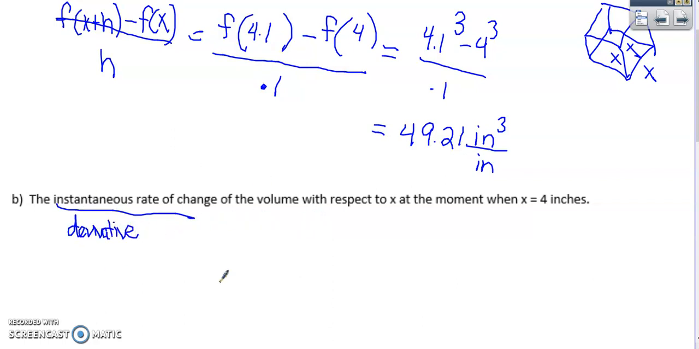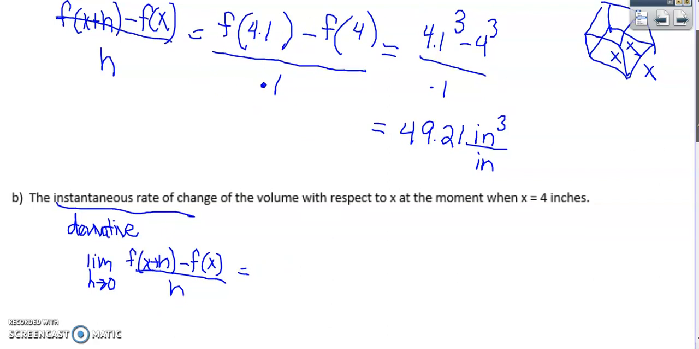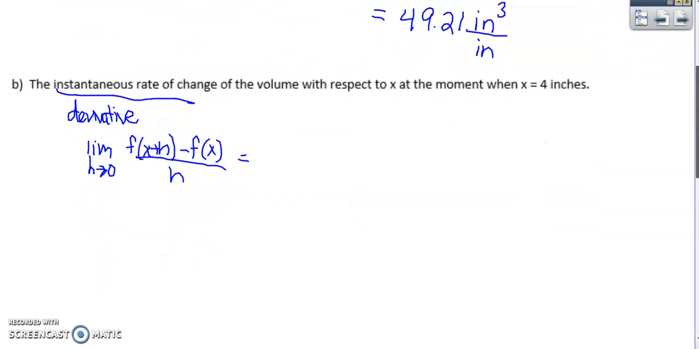Okay? As soon as we see derivative, we know our formula, right? The limit as h goes to 0 of f of x plus h minus f of x over h. Okay, that definition we just got to talk about up here a little more concretely. What does h mean? But now we're going back to the basics of derivatives. So remember that our function f of x is x cubed.